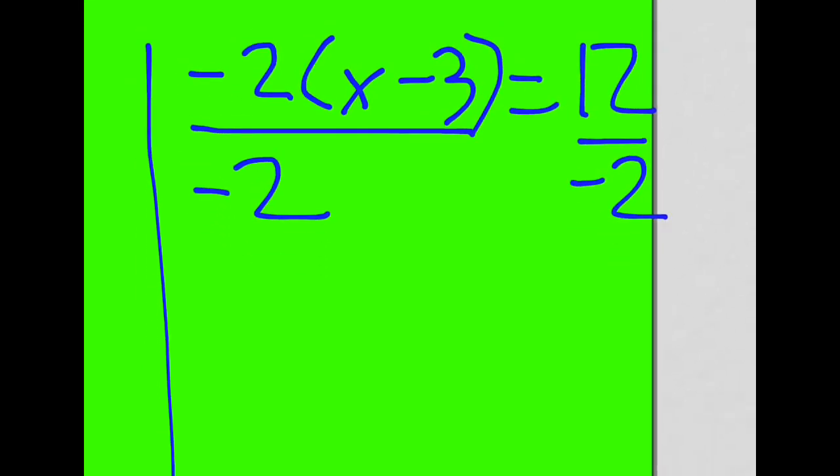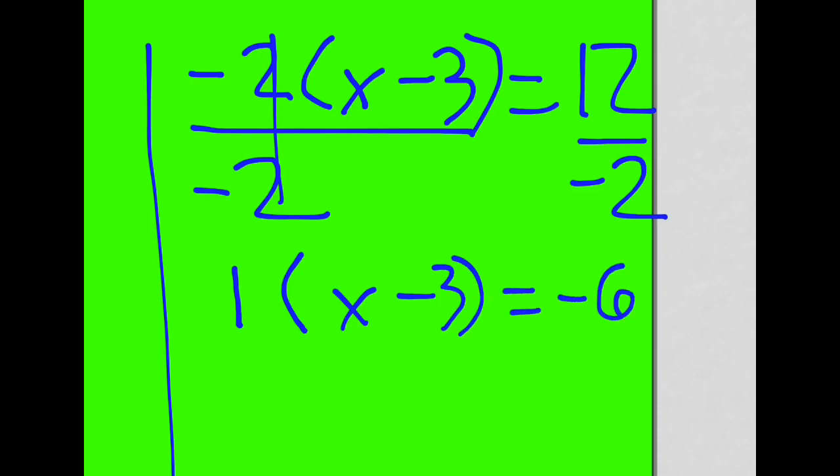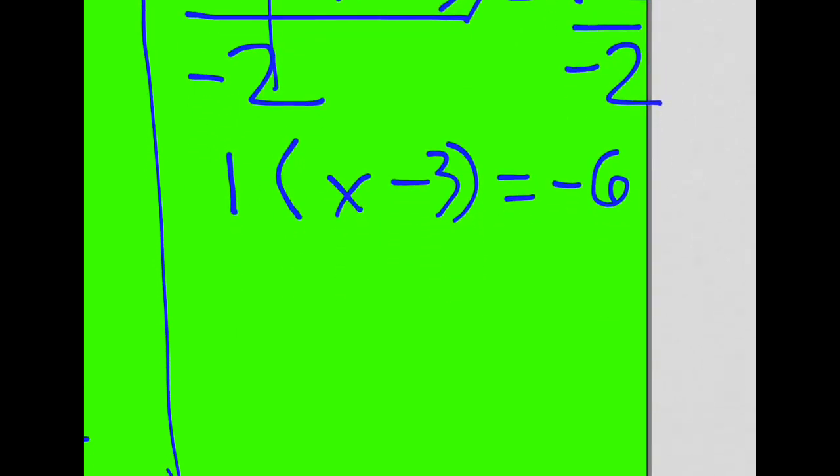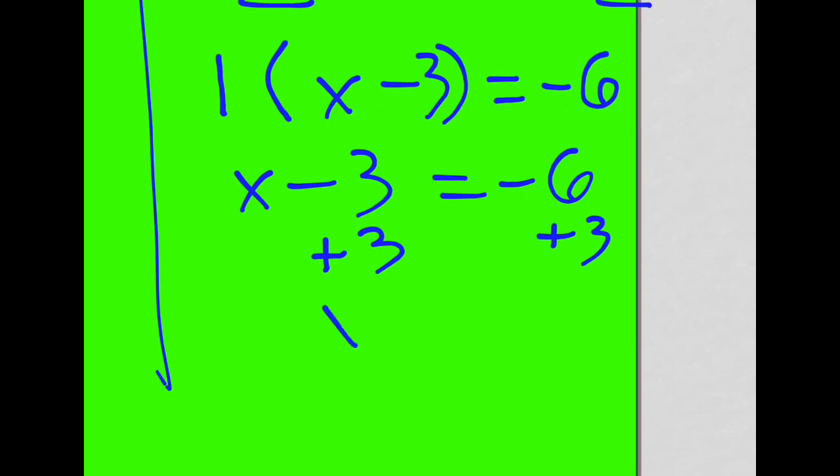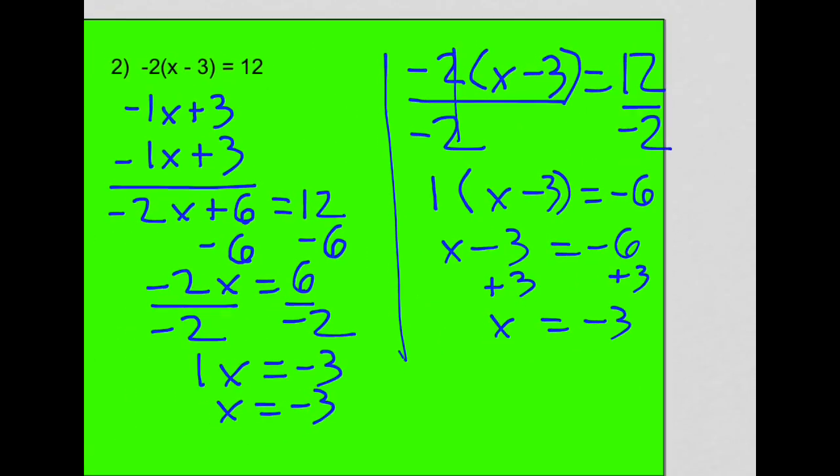And you see what happens when you do this is you get smaller numbers to work with. Negative 2 divided by negative 2 is positive 1 group of x minus 3, equals negative 6, since 12 divided by negative 2 is negative 6. Now really, one group of x minus 3 is just x minus 3 equals negative 6. I can add 3 to both sides to finish this off, and x is equal to negative 3. And you'll see that that gets me the same answer in two different ways.